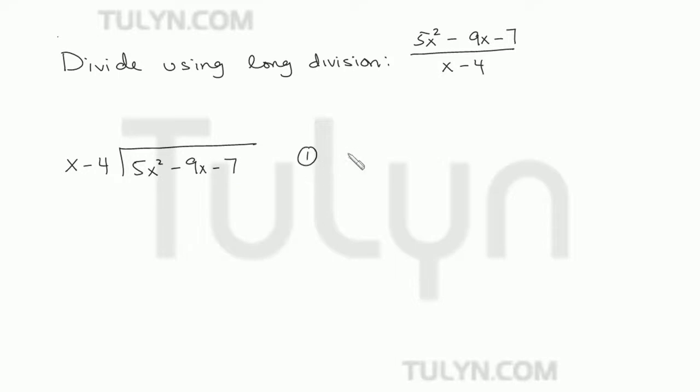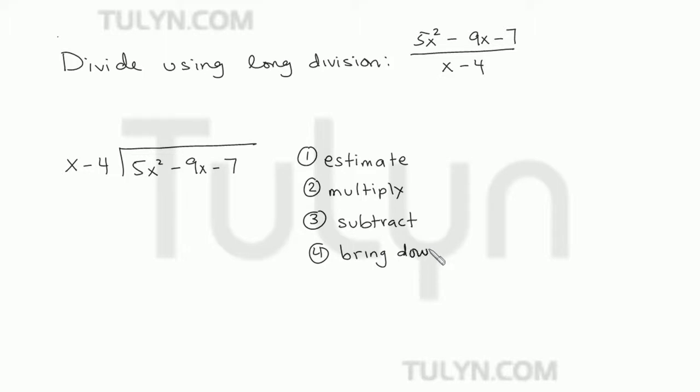So the first step is to estimate. The second step is to multiply. The third is to subtract. And the fourth is to bring down. So let's do that. The first thing we have to do is estimate.